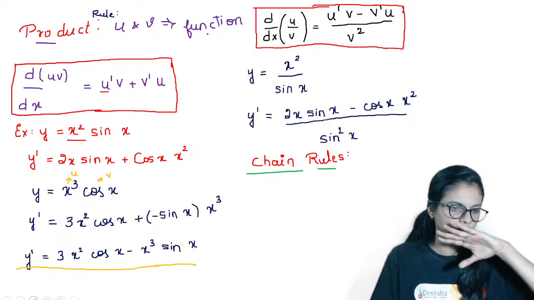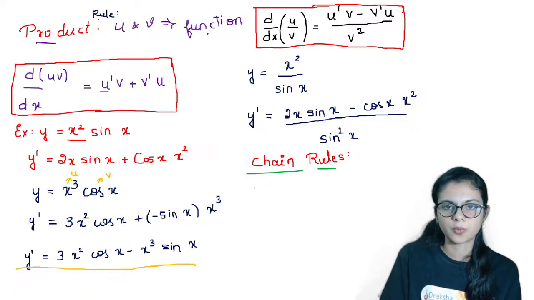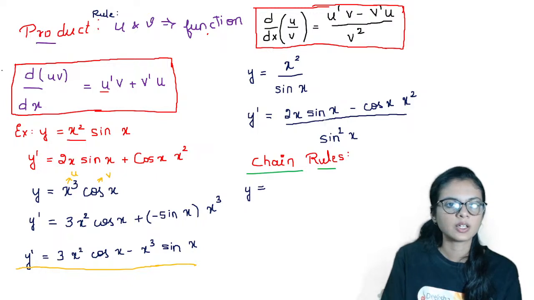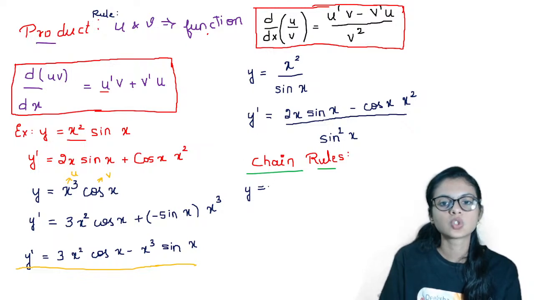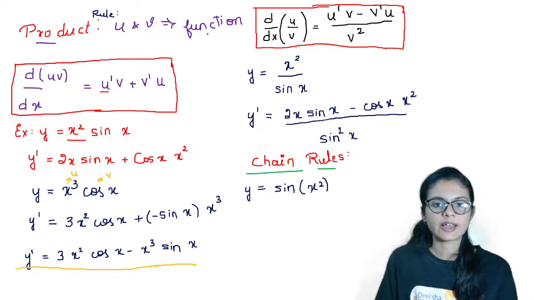So how does the chain rule work? Let's see that now. So let's consider x with the same thing. So we have seen the product rule, we have seen the division rule. Now we are going to see the chain rule. If I put the question as sin x square. Now don't think that it is a product rule, that is sin u and x square v.